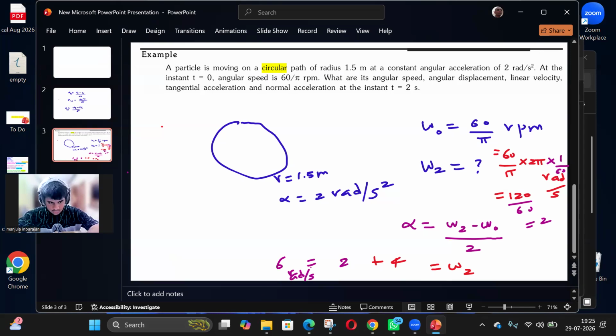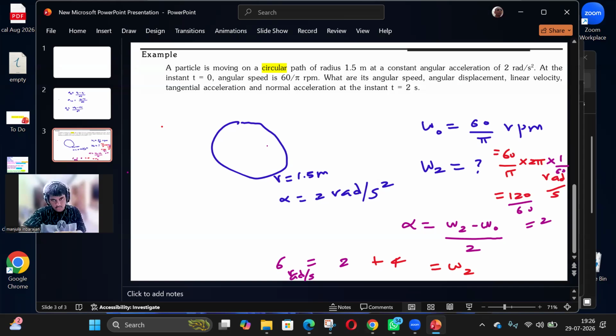Is it clear? Per minute is some value. Per second will be less than that, and the factor is 1 by 60. To avoid mistakes: per minute something means per second will be less than that, and the factor is 60. So it is 1 by 60.